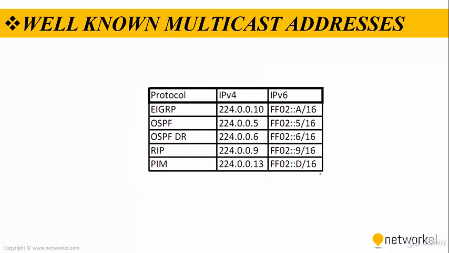And here are the well-known multicast addresses. As you can see, we have 1, 2, 3, 4, and 5 well-known multicast addresses. For example, if you want to send a packet to all OSPF routers in the network, you can send the packet to 0.5. And if you want to send the packet to all designated routers in the network, you can send the packet to 0.6.